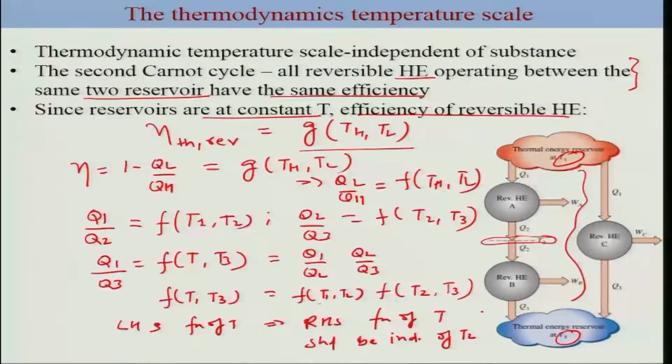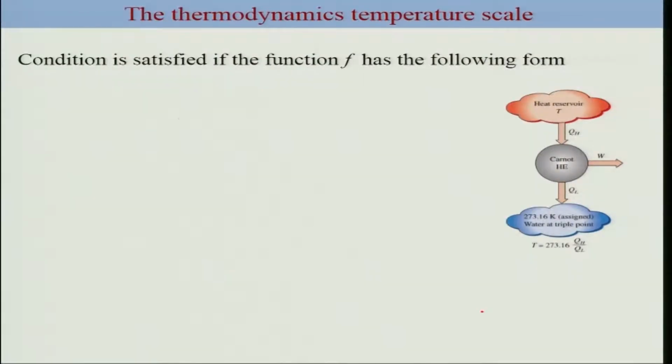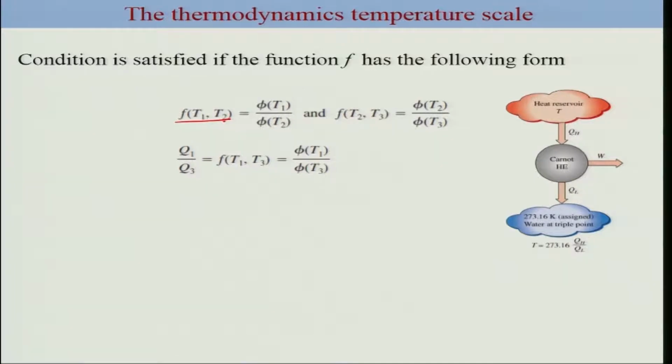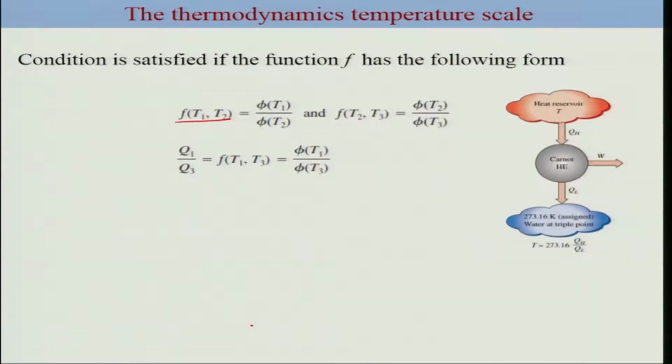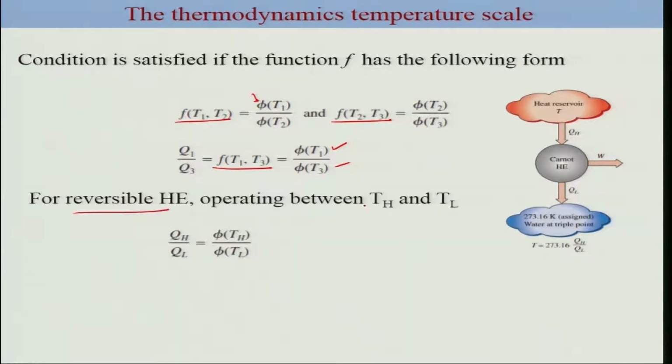So let me further get into what we have written here and define what kind of function we can consider. This function which we are talking about could have many forms. What we are making use of is the fact that this particular expression lets you conclude this. So we can come up with a function f which is simply a ratio of a function phi that depends only on the temperature, and similarly f(T2, T3) can be simply the ratio of phi at T2 and phi at T3. And then Q1 by Q3, which is a function of T1 and T3 independent of T2, can be simply written as phi of T1 divided by phi of T3. So this is one of the functions which satisfy the previous conclusion. Now for a reversible heat engine which operates between TH and TL, you can write QH by QL as simply phi of TH by phi of TL.